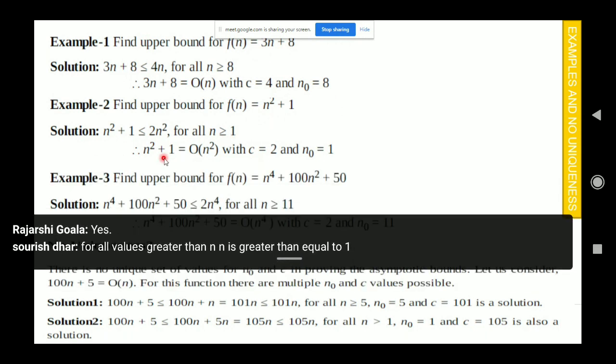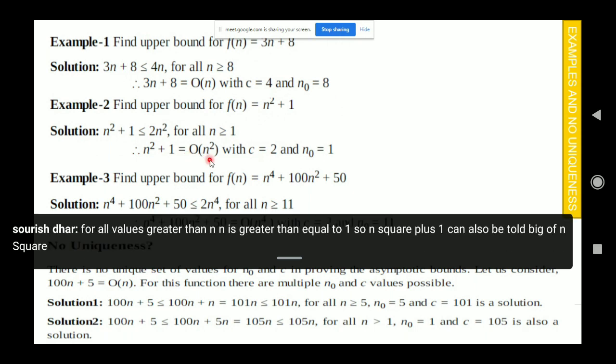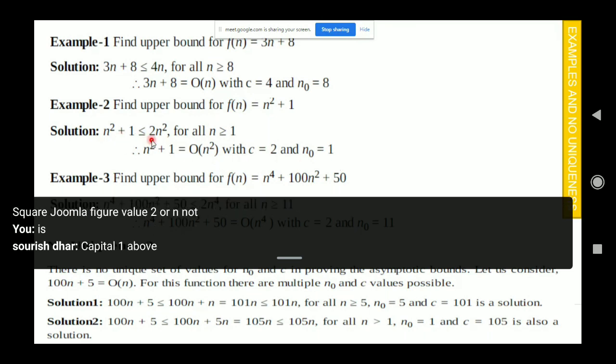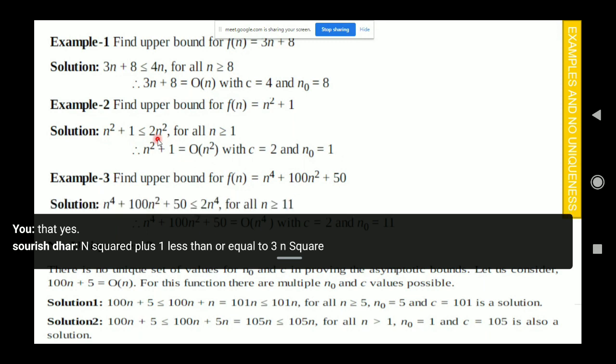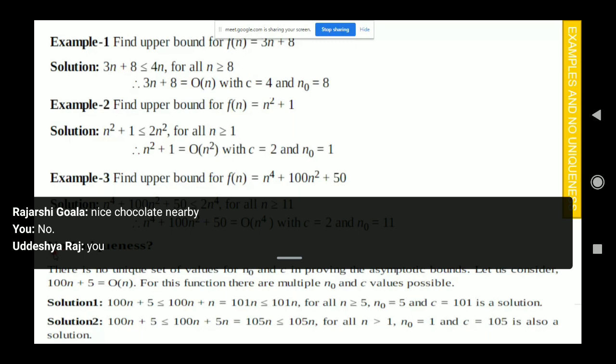So n square plus 1 can also be told big O of n square, जो हम लोग थोड़ी देर पहले देख रहे थे, with the c का वैल्यू 2 और n नॉट का वैल्यू 1. अब आप अगर इधर 3n स्क्वायर लिख देंगे तो यह गलत होगा? n square plus 1 less than or equal to 3n square. नहीं सर, गलत नहीं होगा. गलत नहीं होगा ना.